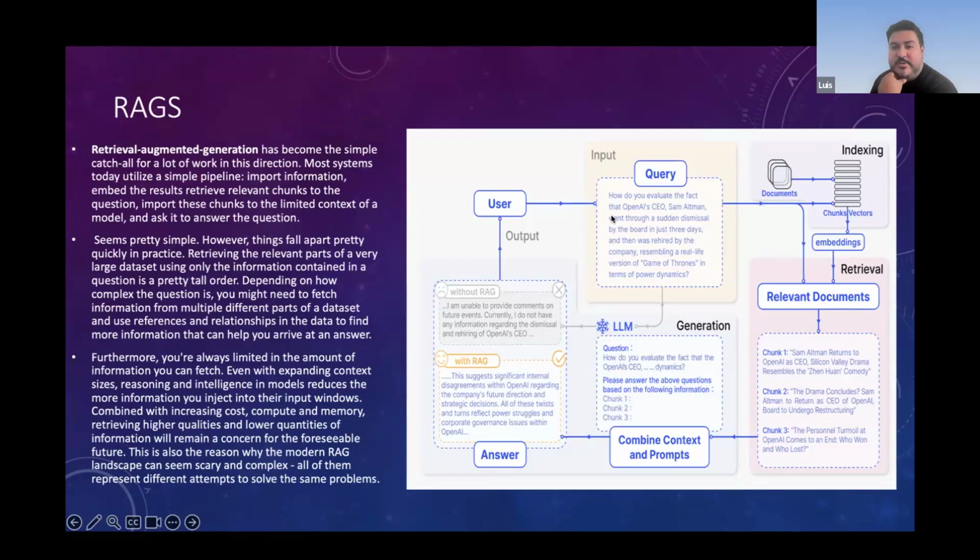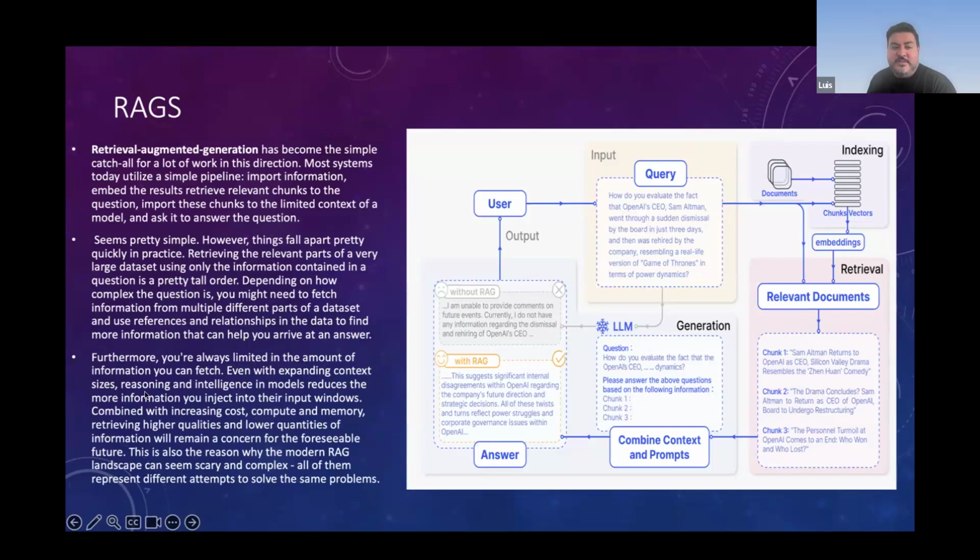Like I said before, it seems pretty simple, but things fall apart pretty quickly in practice. Retrieving the relevant parts of a very large data set, using only the information contained in a question, is a pretty tall order. Depending on how complex the question is, you might need to fetch information from multiple different parts of a data set, and reference relationships in the data to find more information that can help you arrive at an answer. And you're always limited in the amount of information you can fetch.